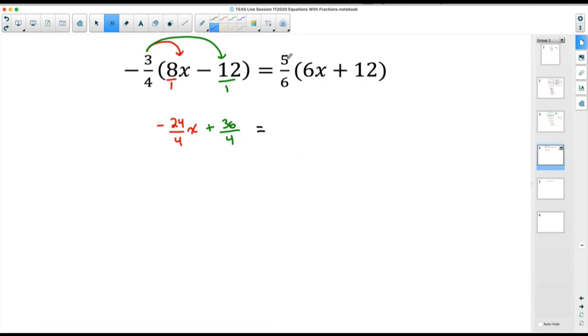This is going to work out nice. Watch what happens. So, top times top, we have a positive times a positive. 5 times 6 is 30. Over bottom times bottom, 6 times 1 gives us 6. Do not forget your x. Repeating this one more time. Top times top, 5 times 12, we get 60. Bottom times bottom, we get 6. Now, I have not talked about common denominators yet in this problem, because sometimes you don't have to. Look at how nice these work out. 24 divided by 4, we get 6. So we have negative 6x.